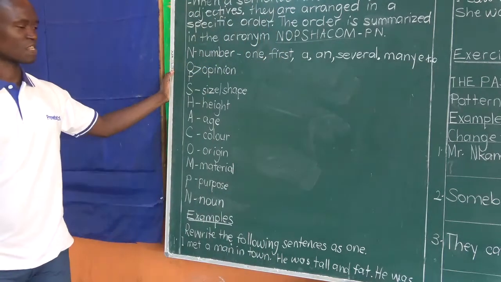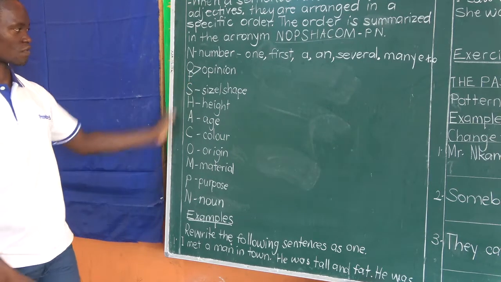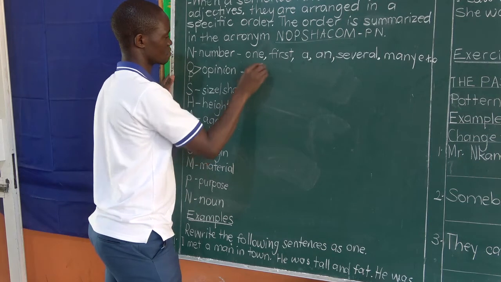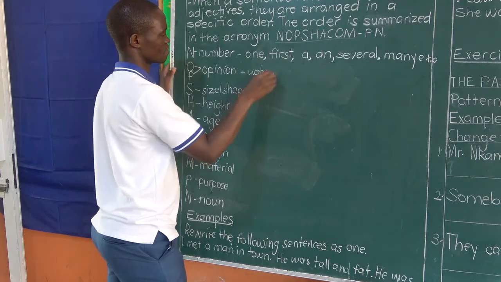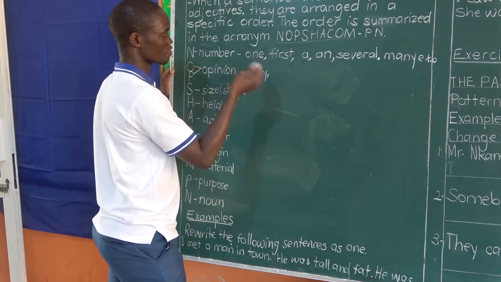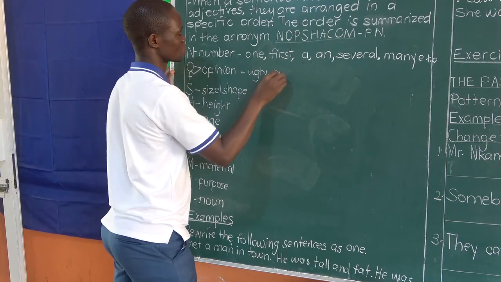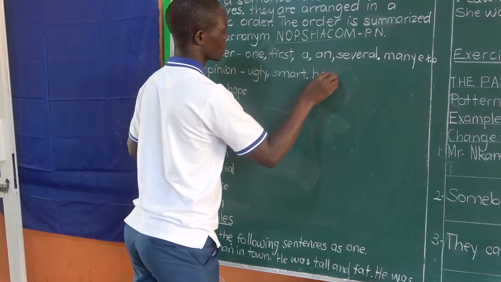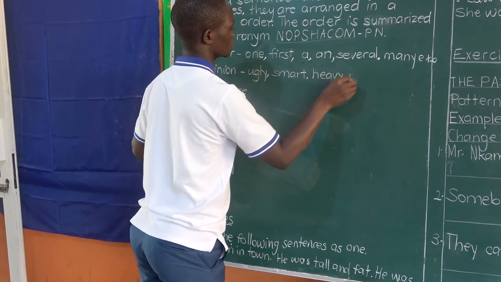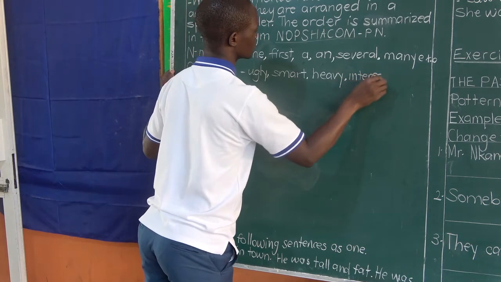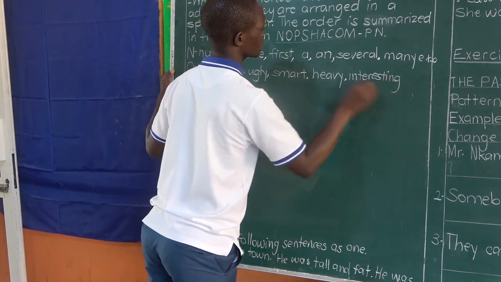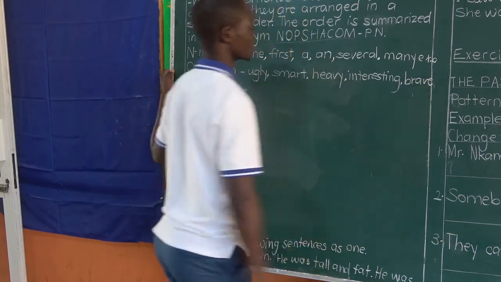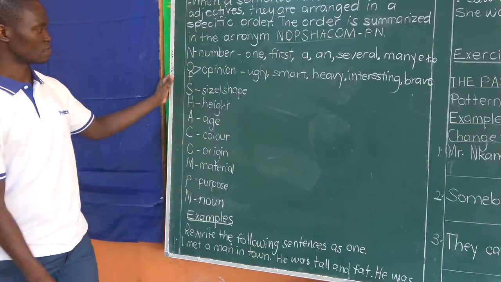So we have the next category, which is for adjectives of opinion, where we have words like ugly, and its opposites, beautiful and handsome, correct? We have smart, talk of heavy, talk of interesting, talk of words like brave, B-R-A-V-E. All those are in that category of opinion.